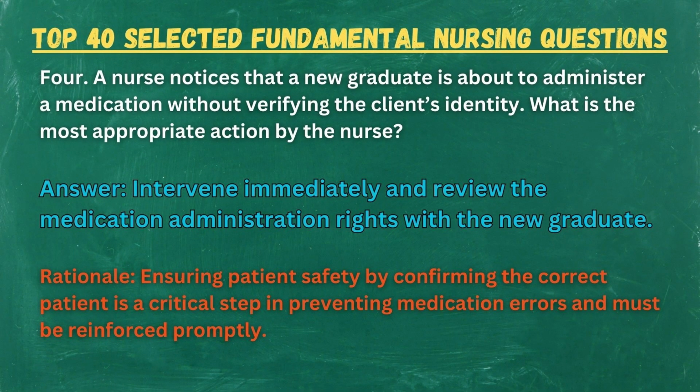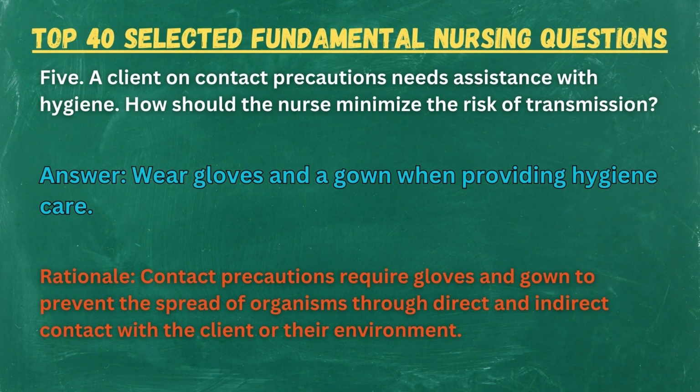4. A nurse notices that a new graduate is about to administer a medication without verifying the client's identity. What is the most appropriate action by the nurse? Answer. Intervene immediately and review the medication administration rights with the new graduate. Rationale. Ensuring patient safety by confirming the correct patient is a critical step in preventing medication errors and must be reinforced promptly.